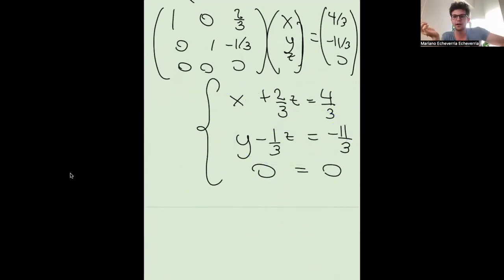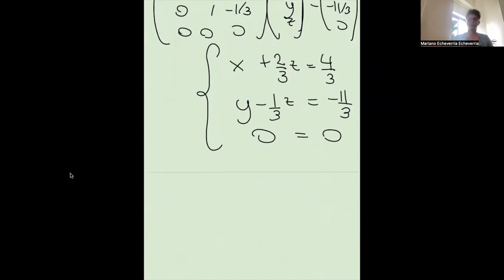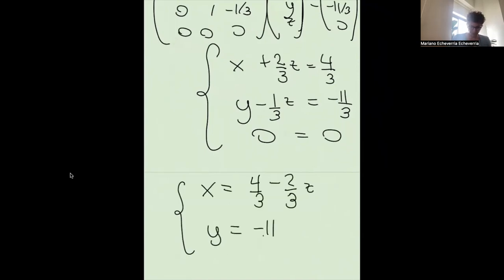Okay, but you had 3 variables, right? I don't know how much algebra you saw before, but if you have 3 variables and 2 equations, you cannot expect to give numerical values to the variables. The best you can hope to do is to write two variables in terms of the third one. So that's what we're going to do here. The way to rewrite this system is to say that x equals 4/3 minus 2/3 z, and that y equals minus 11/3 plus 1/3 z. Okay.